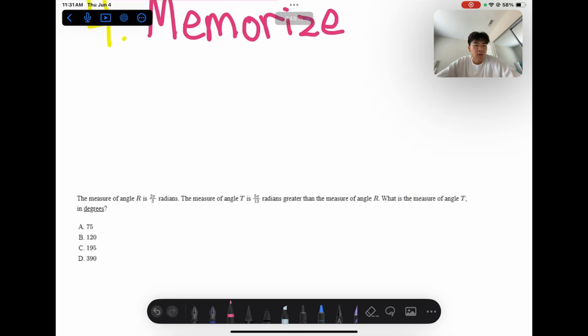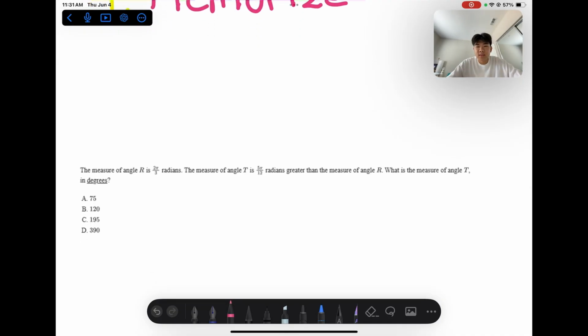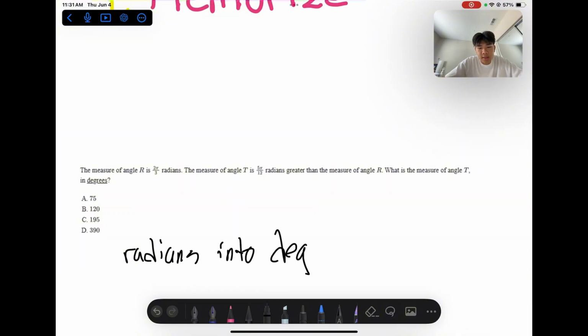The measure of angle R is 2 pi over 3 radians. The measure of angle T is 5 pi over 12 radians greater than the measure of angle R. What is the measure of angle T in degrees? Okay, so first thing you should realize is you want to convert radians into degrees.